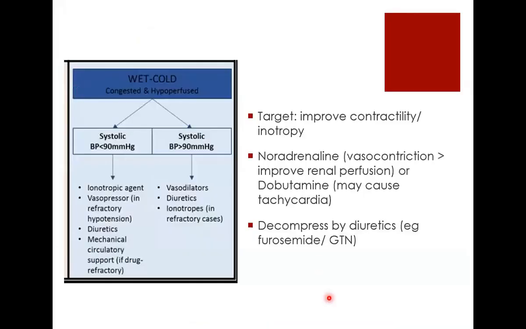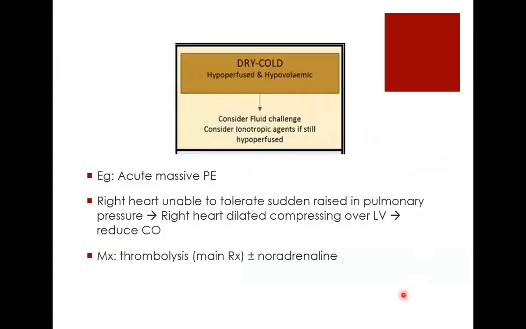Okay. Basically, treatment for cardiogenic shock is quite simple. If the patient is cold, wet, you can just give inotrope to support the heart if the BP is low, and when there is wetness, you decompress by using diuretics, which is your furosemide or GTN. Then cold, dry is actually more specific. It's your obstructive shock, which happens in PE. This is treated by giving thrombolysis, and also if the BP is low, then you support with a NOAC.